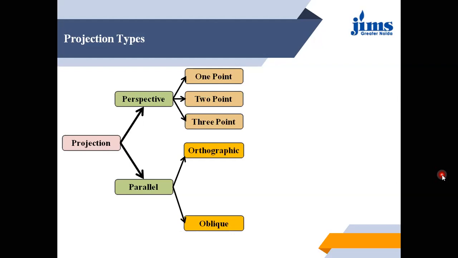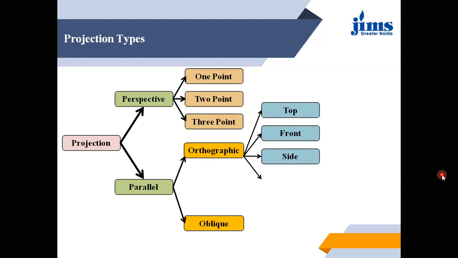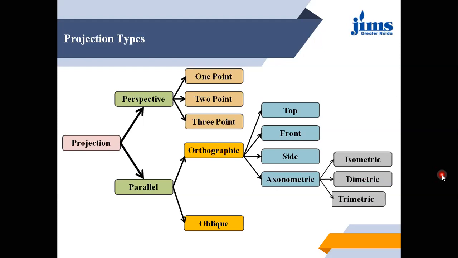When we discuss orthographic projection, it is also divided into subcategories: number one top view, number two front view, number three side view, and number four axonometric, whereas axonometric is also divided into three types: isometric, dimetric and trimetric. On the other side, oblique projection is divided into two types, that is cavalier and cabinet projection. So this is the complete classification of projection.